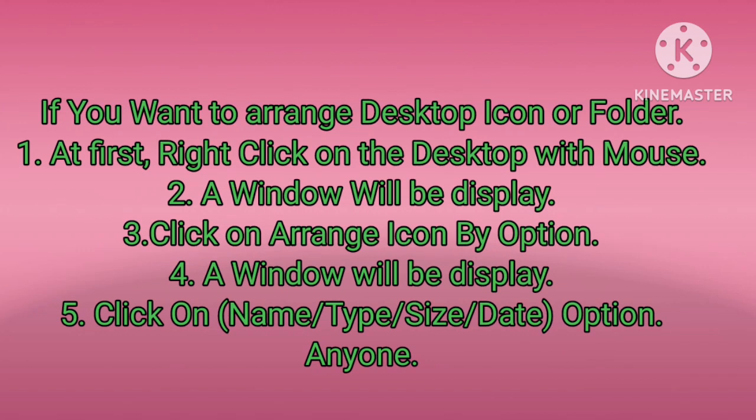If you want to arrange desktop icon or folder, then at the first time, right click on the desktop with the mouse. A window will be displayed. Then click on Arrange icon by option. Then a window will be displayed. Click on Name or Type or Size or Date option, any one. Then your folder or icon will be rearranged.